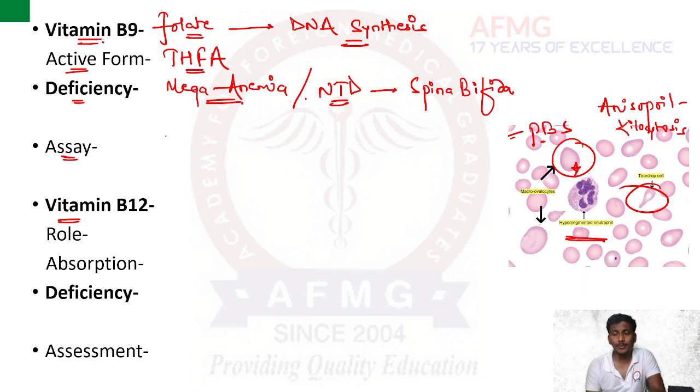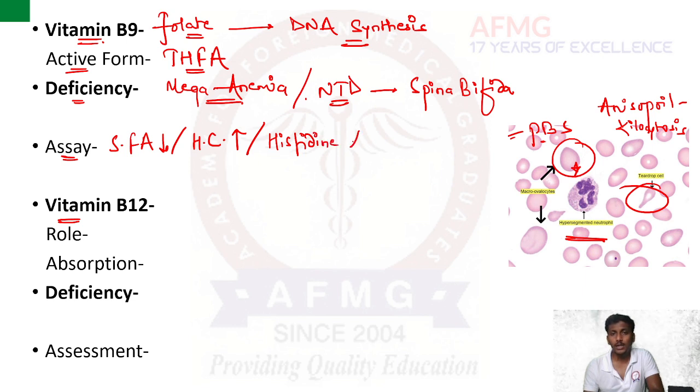Then if I talk about the levels of vitamin B9 or folic acid, that can be assessed with the help of, so please remember, serum folic acid levels, which would be low. The homocysteine levels would generally be high in this condition. We can also perform a histidine load test. Along with that, we can also perform a FIGLU test. It is a urine test. This is important, right?